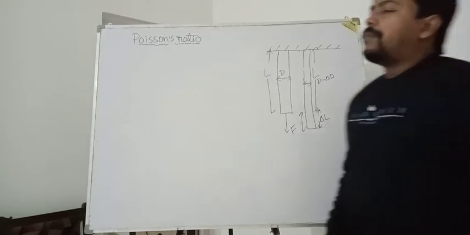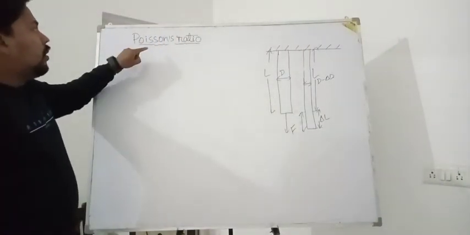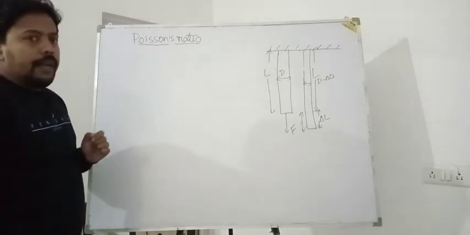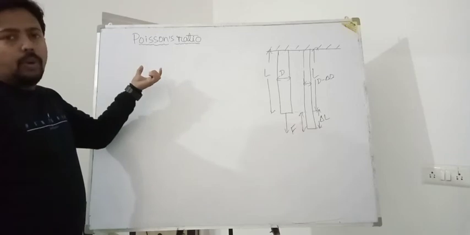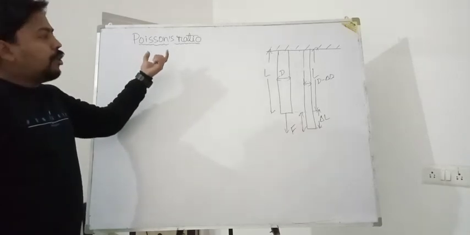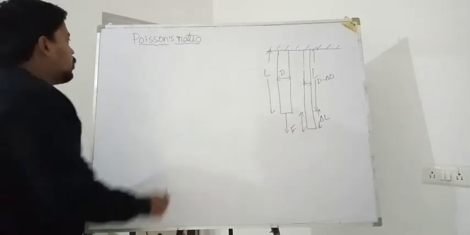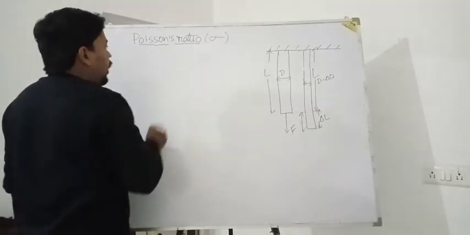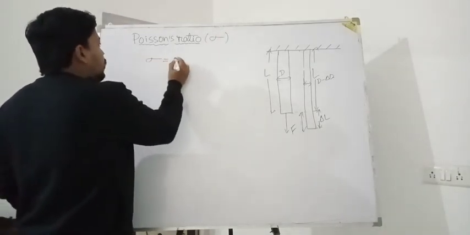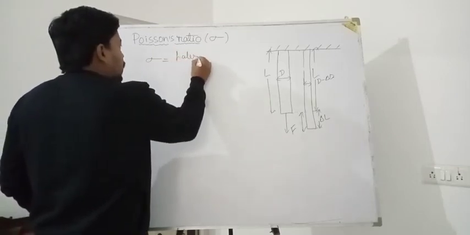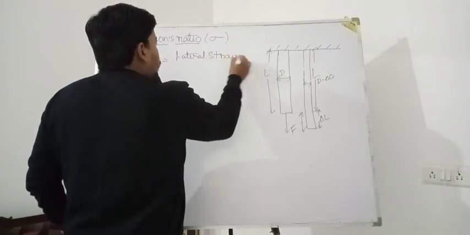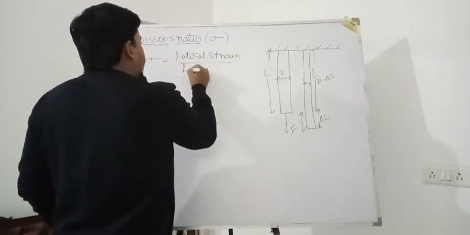Now, according to the definition of Poisson's ratio, it is equal to the ratio of lateral strain to the longitudinal strain. So Poisson's ratio is simply denoted by the term sigma like this. Sigma is equal to lateral strain to that of the longitudinal strain.